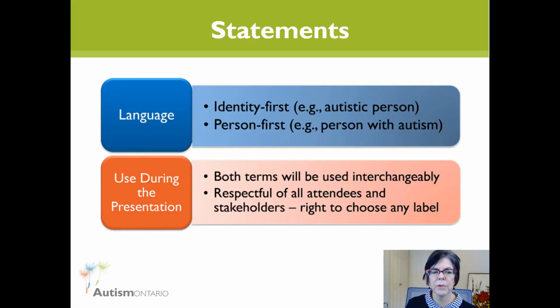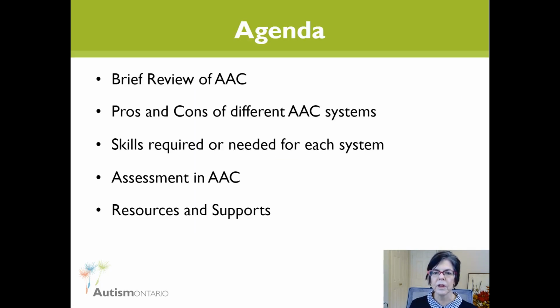So I just want to go over a couple things about how I will be presenting. Our language statement is one of them, and there are two different ways of referring to autism or people with autism. One is autistic identity first, so autistic person. The other one is person first, so saying person with autism. I'm going to be using both terms interchangeably during the presentation to be respectful to all the attendees and stakeholders and understand that people have a right to choose any label.